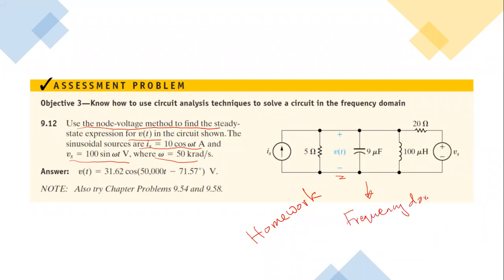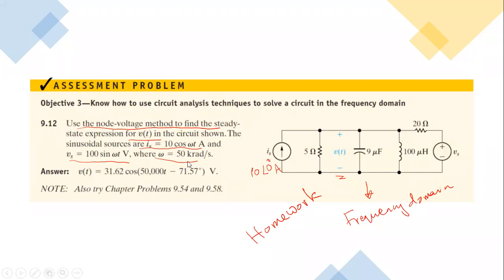So let me remind you how we convert it into frequency domain. The current source here will be the magnitude at an angle, and the magnitude, as you see, is 10. I maximum is 10. The angle is 0. So this current source will be 10 at angle 0 amperes.